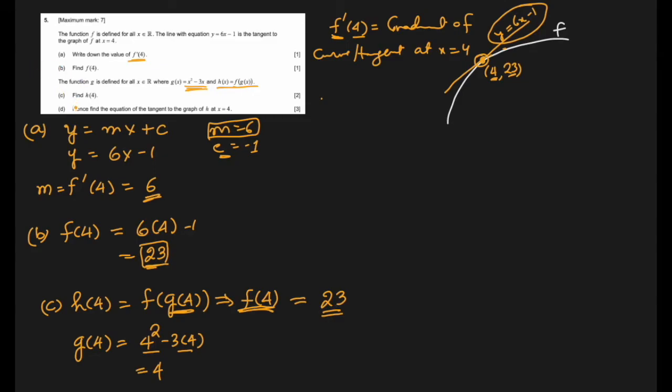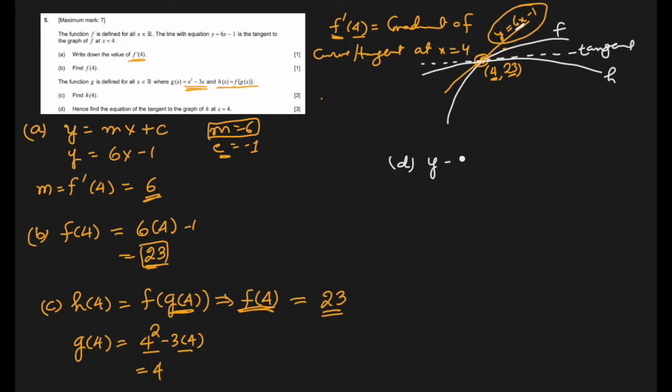Okay. Hence, find the equation of the tangent to the graph of h at x equals 4. That means h is a different graph, so let me draw a different graph. Suppose this is the graph of h. We have to find the equation of the tangent at the same point, but a new tangent, this one. That means we can't use this gradient anymore because it's a different curve. Only the point is common, the tangent can be different. And that's what we are going to do now.